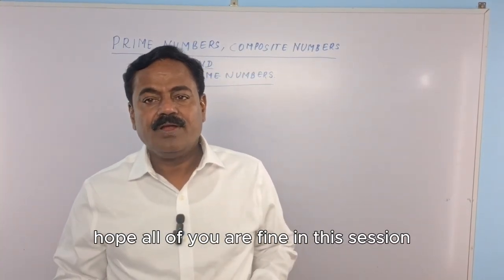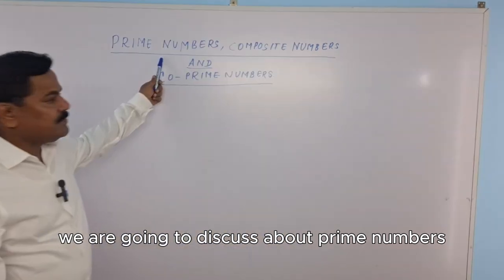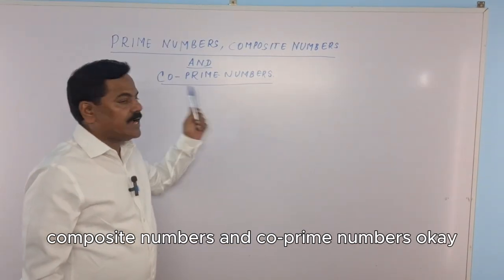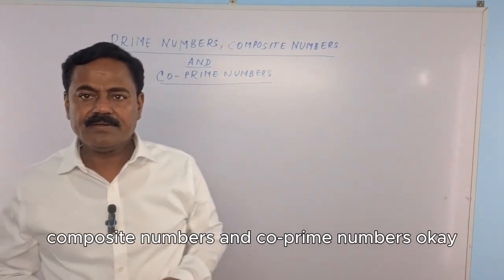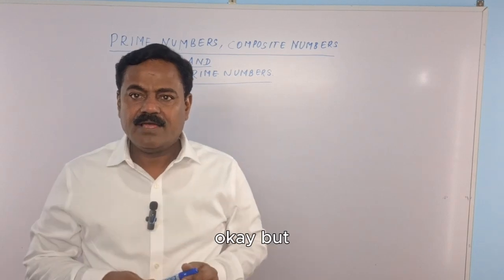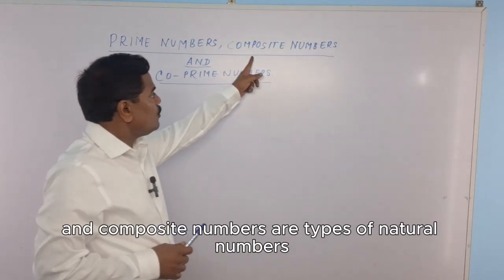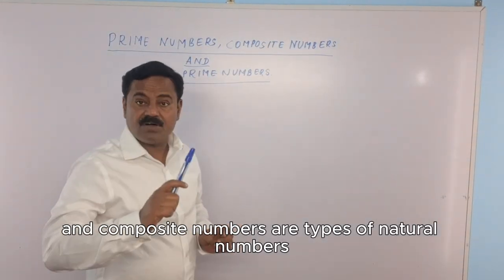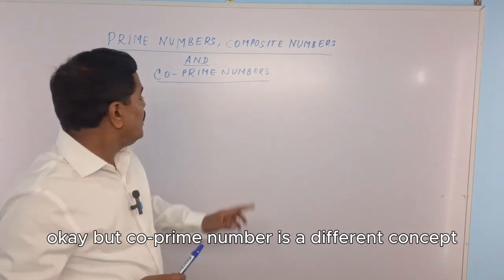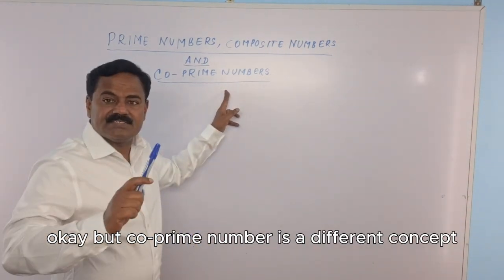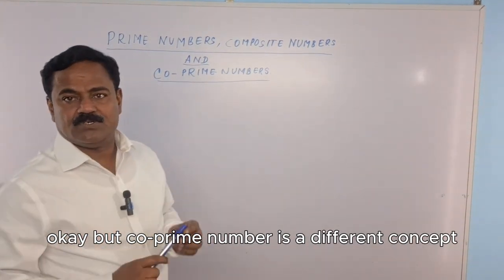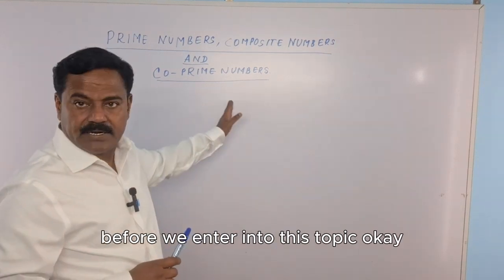In this session, we are going to discuss prime numbers, composite numbers and co-prime numbers. These are all interrelated. But prime numbers and composite numbers are types of natural numbers, while co-prime numbers are a different concept. You should keep this in mind before we enter into this topic.